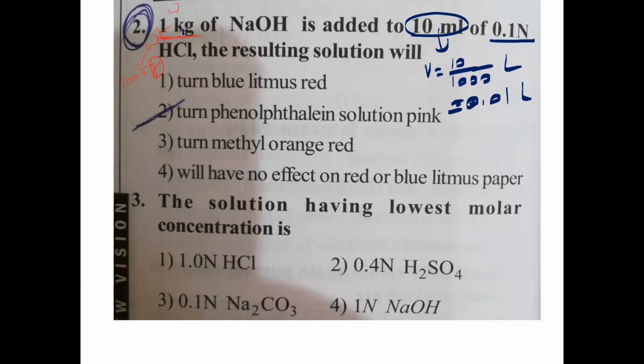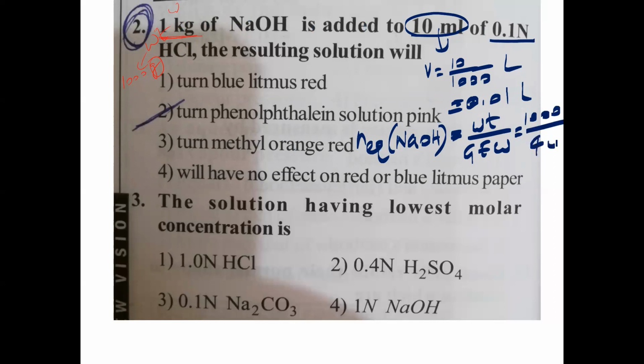And 1 kg NaOH is given, which means 1000 grams of NaOH. So how many equivalents of NaOH is that? The formula for number of moles is weight by gram molecular weight. The formula for number of equivalents is weight by gram equivalent weight. So here the weight is 1000 grams, and the gram equivalent weight is 40. So 1000 by 40 is 25. So there are 25 equivalents of NaOH here.